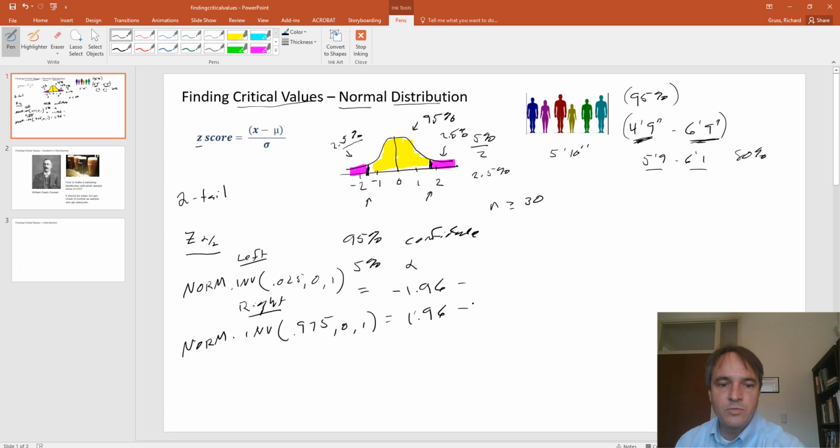Okay, so this is what we do for a normal distribution, again, when we have n greater than or equal to 30. Now if our sample size falls under that, then we have to do something a little bit different. We can't use the normal distribution anymore because the normal distribution makes the assumption that you have at least 30.